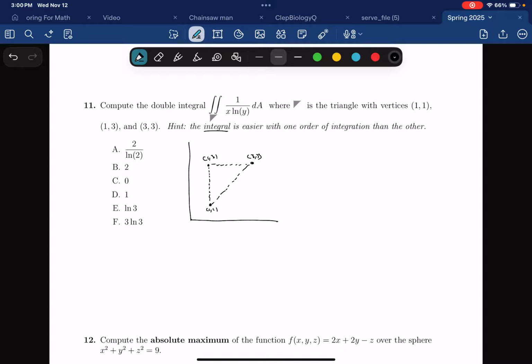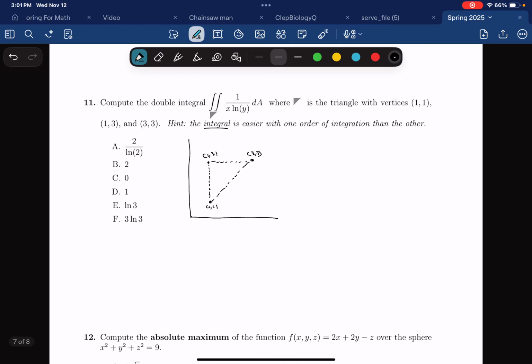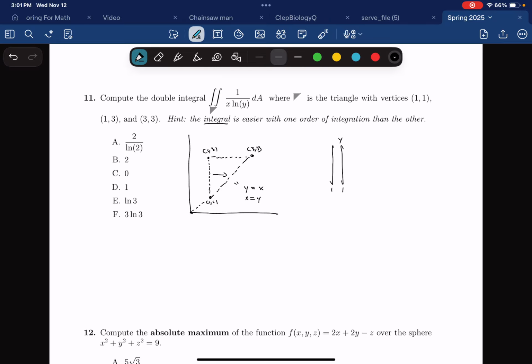Okay, so in this case, I'm just going to tell you guys, but the order of integration is easier in this question when you go x first and then y. Why? Well, in this case, x will go from 1 to this line here. This line is just equal to, if I wrote it in y, y is equal to x, because then it would just extend right here. So in this case, x is just equal to y, so your bounds would be from 1 to y. Your y bounds would just be from 1 to 3.